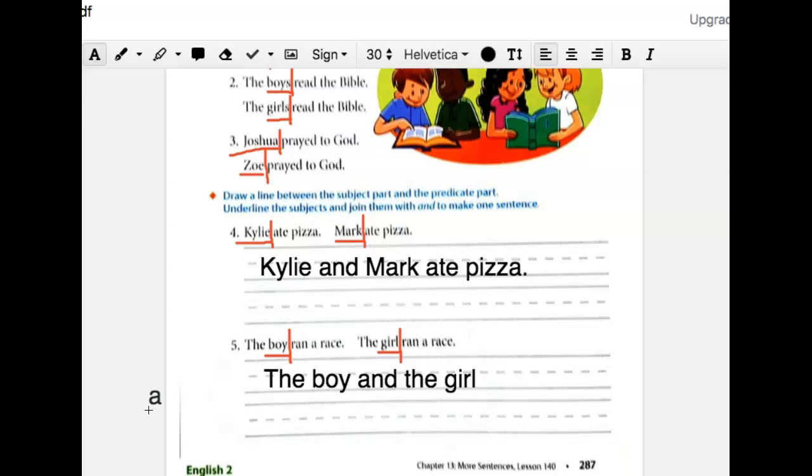Then what is the predicate part of this sentence? The predicate part is ran a race. Just like the two predicate parts right here. They are the same predicate part, and that's why we were able to combine the two subjects with the word and. The boy and the girl ran a race.